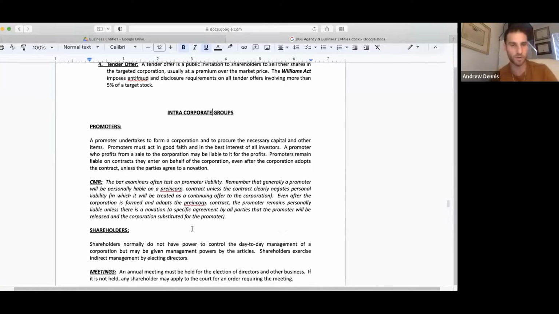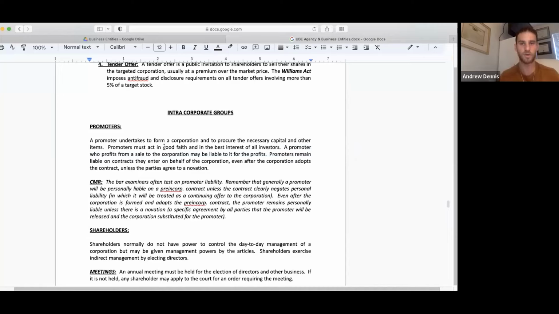So let's talk about promoters, what they are. A promoter undertakes to form a corporation and to procure the necessary capital and other items. Promoters must act in good faith and in the best interest of all investors. A promoter who profits from a sale to the corporation may be liable to it for the profits. Promoters remain liable on contracts they enter on behalf of the corporation, even after the corporation adopts a contract, unless the parties agree to a novation. So promoters remain liable on contracts they enter into on behalf of the corporation.